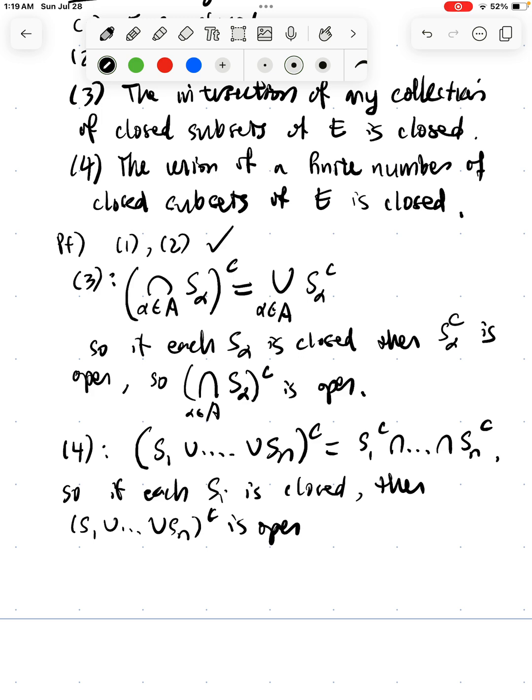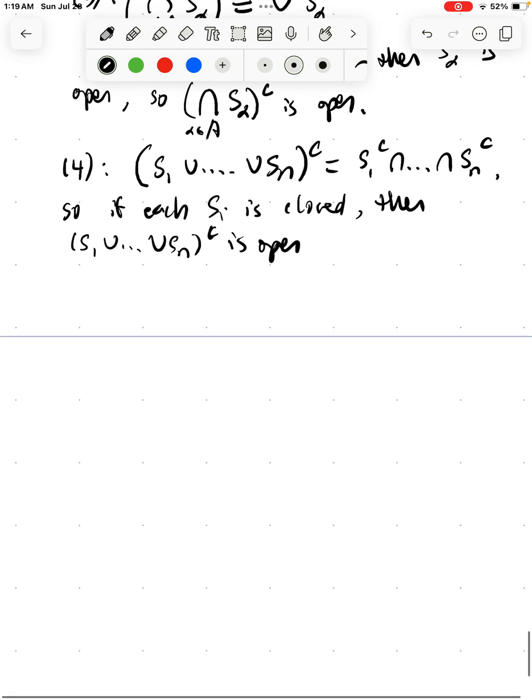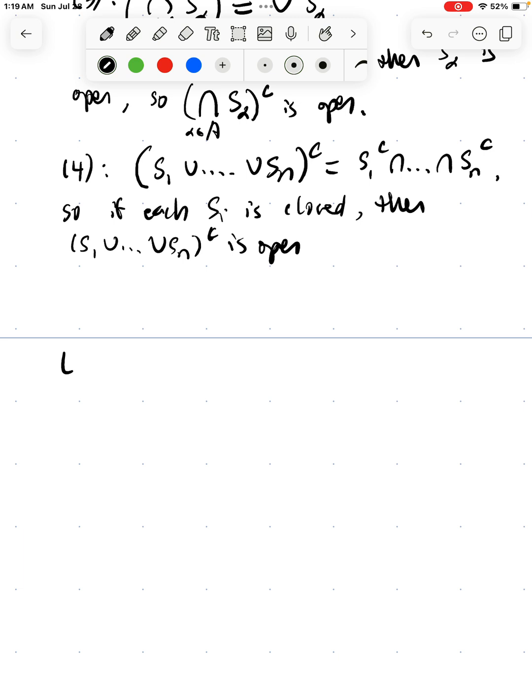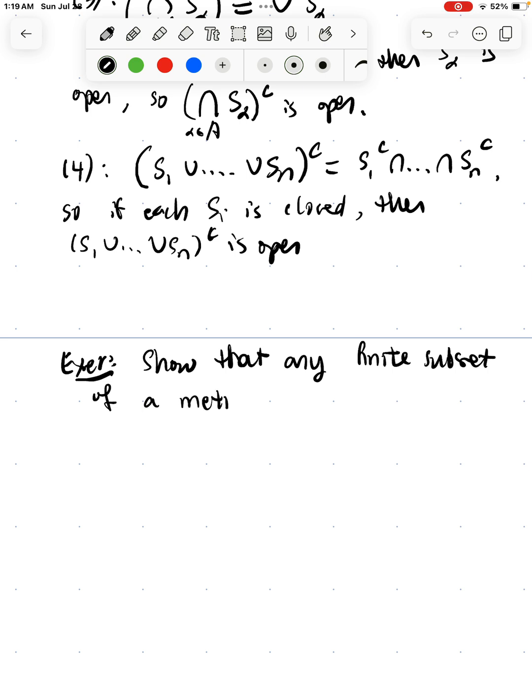Maybe I'll just leave it as an exercise, and then we'll come back to this next time: to show that any finite subset of a metric space is closed. That's a good exercise. And we'll come back to this, and then we'll talk about bounded sets.